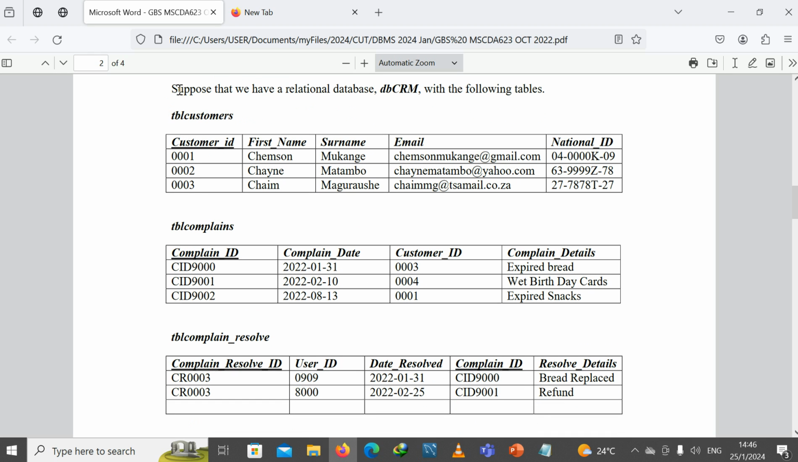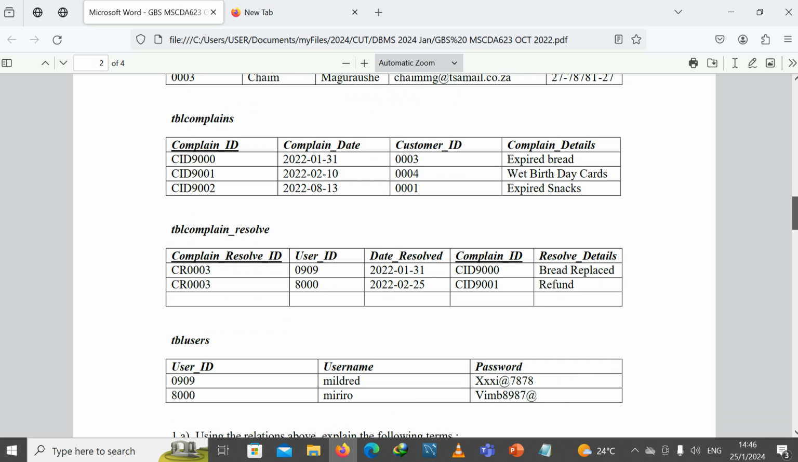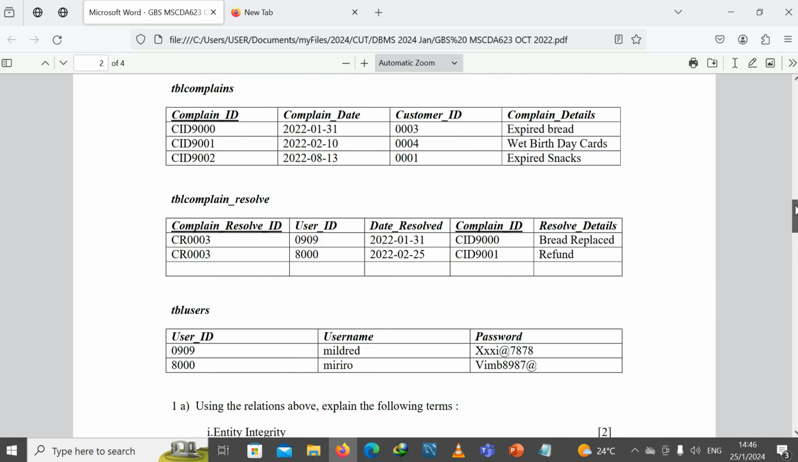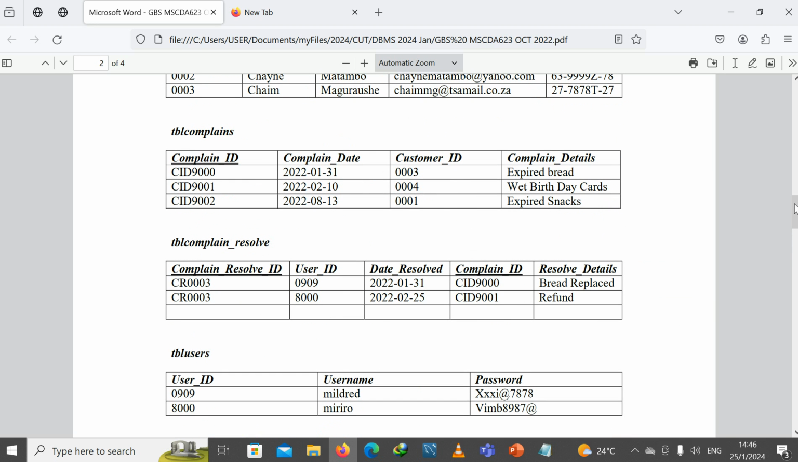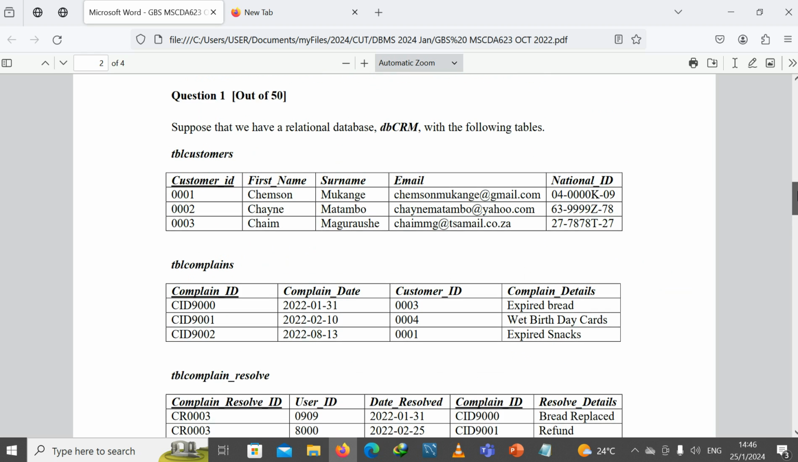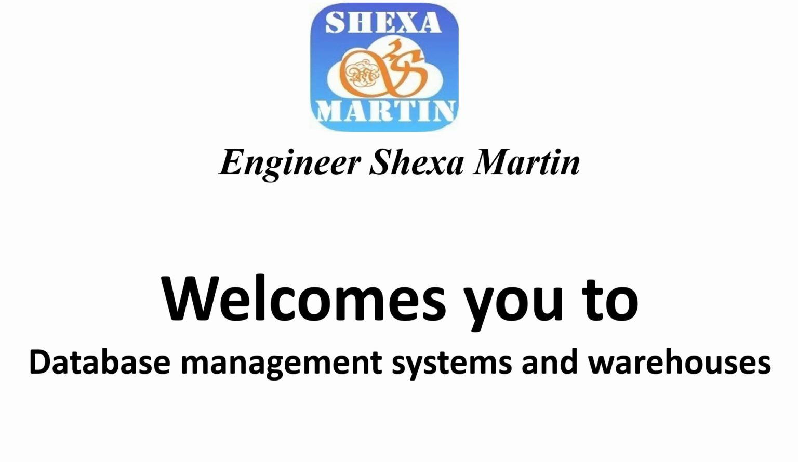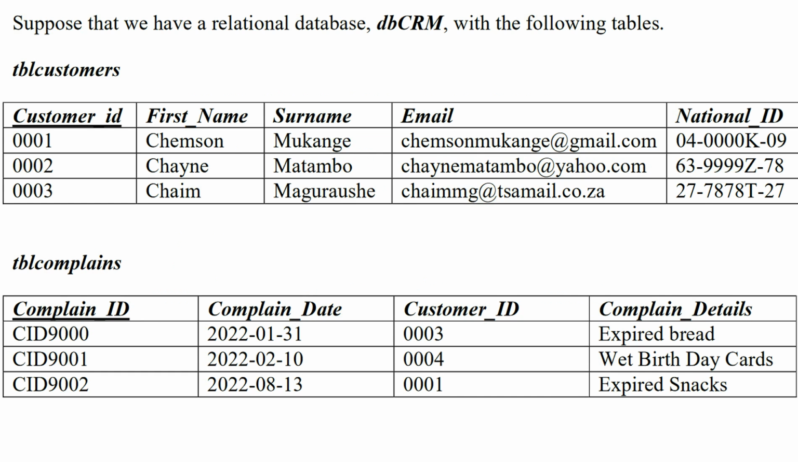We have this question which says, suppose that we have a relational database called DBCRM with the following tables. So these are the tables. We've got table customers, table complaints, table complaint resolve, and table users. And then just after it, we've got a number of questions. But what I shall do is, we have to analyze these questions, these tables, as we move, so that we get full understanding.